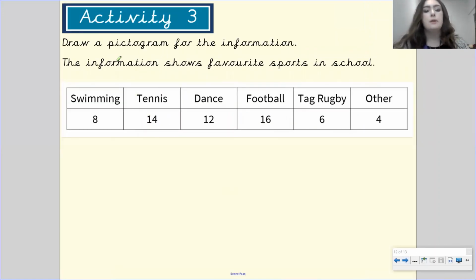Okay, activity number 3, you are going to draw a pictogram for the information below. The information shows favourite sports at school. Now, it doesn't have a key, which means you need to choose a key. So what key would you choose? When you are drawing your pictogram, please make sure that you are using a ruler. Pause the video here if you are completing activity number 3.